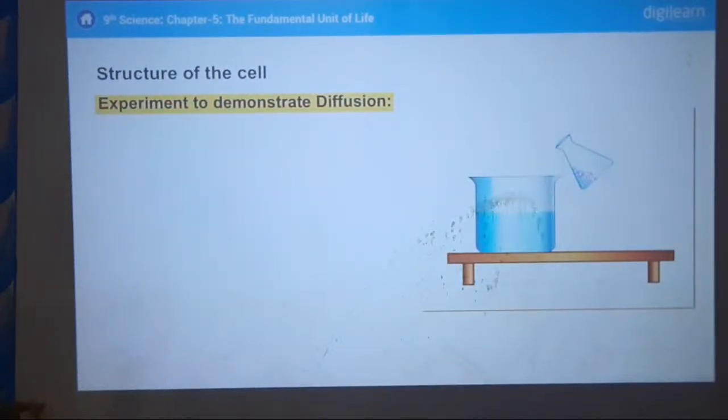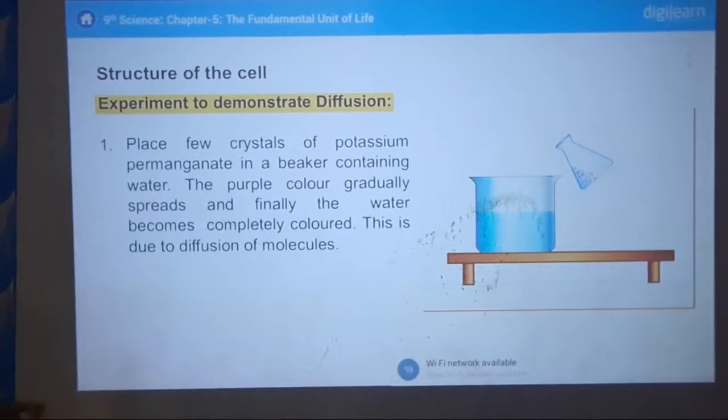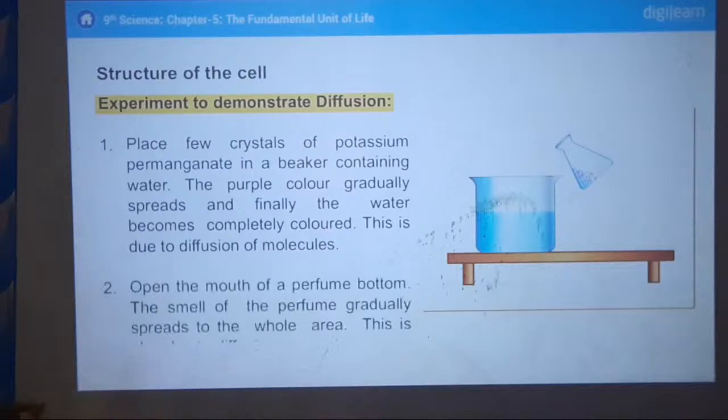Experiment to demonstrate diffusion. Place few crystals of potassium permanganate in a beaker containing water. The purple color gradually spreads and finally the water becomes completely colored. This is due to diffusion of molecules. Open the mouth of a perfume bottle. The smell of the perfume gradually spreads to the whole area. This is also due to diffusion.